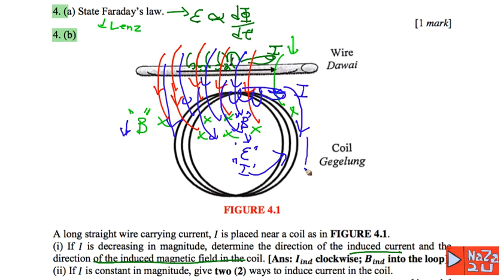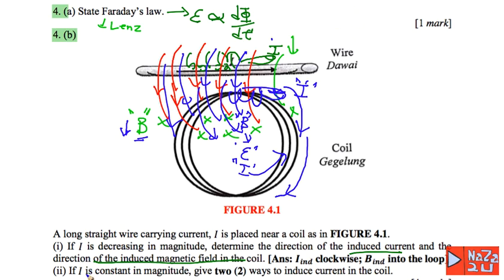That's why the current flows clockwise, and the direction of the B produced by the current I, to overcome the decrease of the B produced by the current I in the straight wire, is into the page, as you can refer to the blue color here.